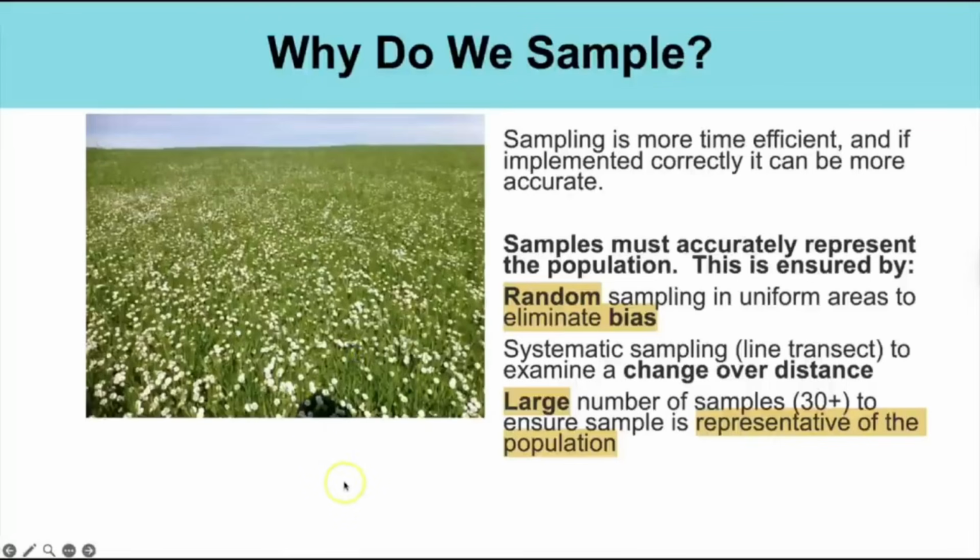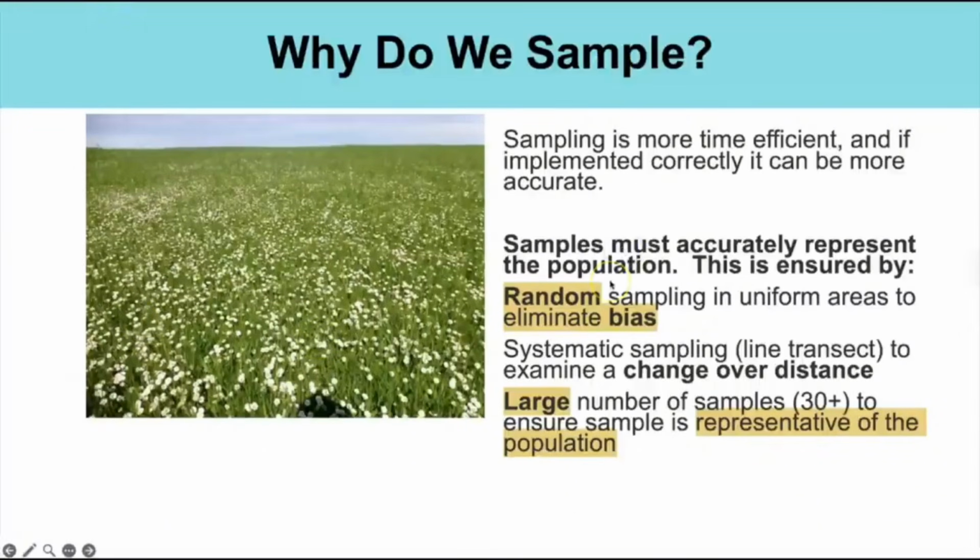So the last little bit then is looking at sampling, so that you can look at population sizes. And the reason we sample is it's going to be more accurate and less time consuming than trying to count every single individual. But we have to make sure that the samples we take do accurately represent the population.